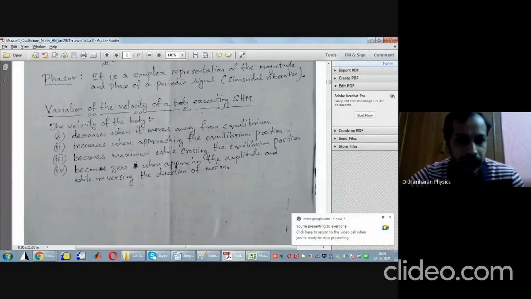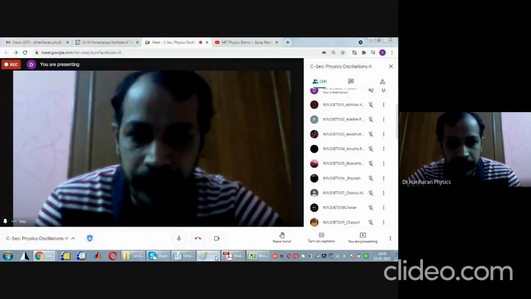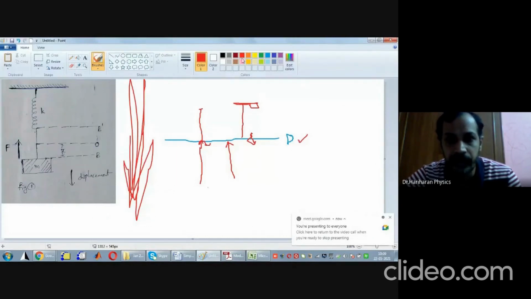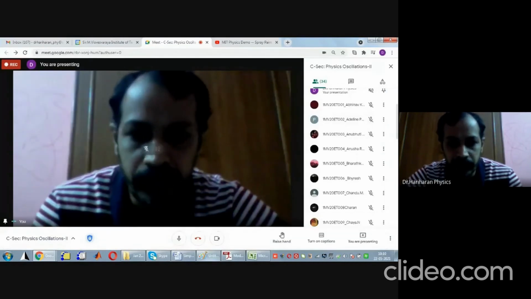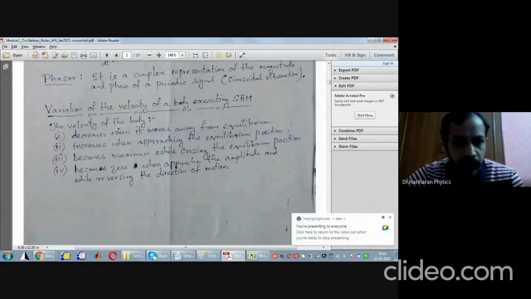The velocity of the body increases when it approaches the equilibrium position. That means, in my diagram, it is this. Okay, I will use a different color. If the body approaches the equilibrium position, then the velocity will increase. That is this. Next, what happens to the velocity of the body? The velocity of the body decreases when it moves away from the equilibrium position.